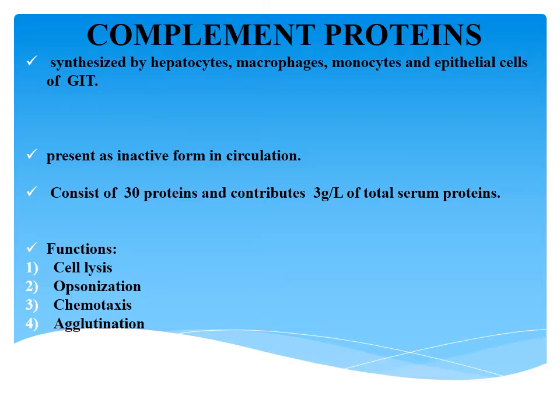Now, these complement proteins, as I have said, are biochemically glycoproteins. They are synthesized by the liver cells, hepatocytes, macrophages, monocytes and the epithelial cells of the gastrointestinal tract. They are present in an inactive form, that is proprotease or zymogen, in the circulation. They consist of 30 proteins and contribute 3 grams per liter of the total proteins.